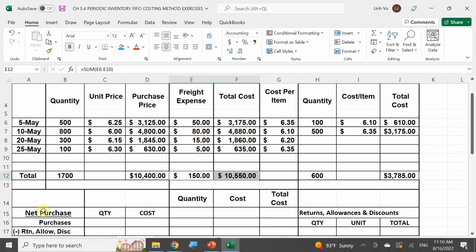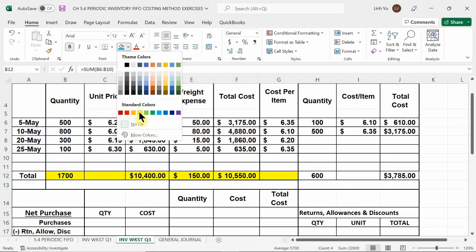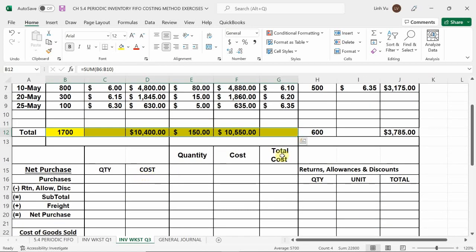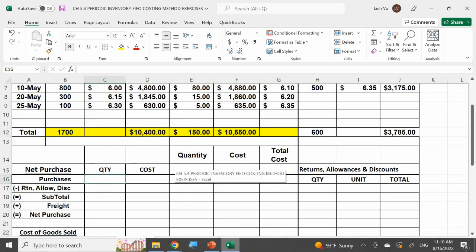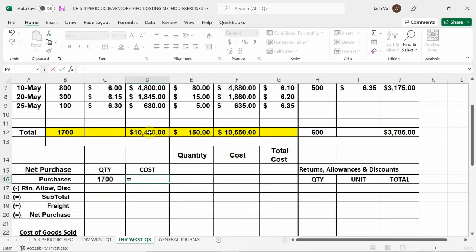Now I'm going to highlight this so then we can do the same thing to make sure that we're copying everything correctly. So this total here was, I believe I used yellow. Okay? Now let's go ahead and start filling in our table down below. Right? We have 1,700 units at a grand total of 10,400.